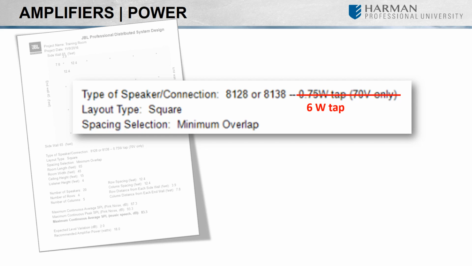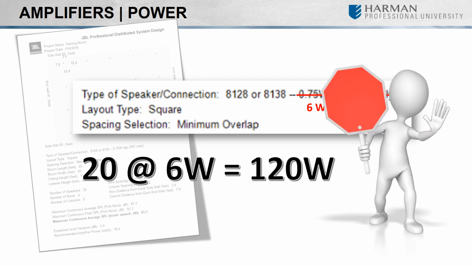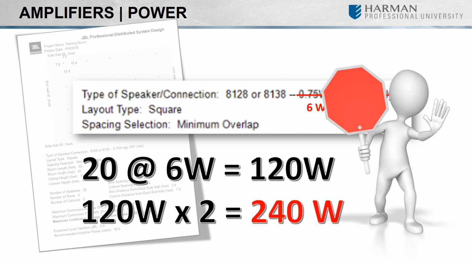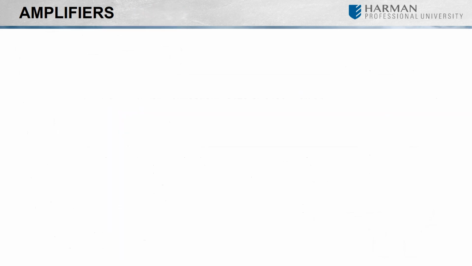Alright, so we have 20 speakers at 6 watts each. We need to sum all of these together. I'll just take a shortcut and multiply 20 by 6 and find we have a total of 120 watts. For those of you going out to buy a 120 watt amplifier, stop! We still need to account for the headroom. Now let's calculate for 3 dB of headroom. 120 multiplied by 2 gives us 240 watts. We need an amplifier capable of delivering at least 240 watts in a 70-volt system.